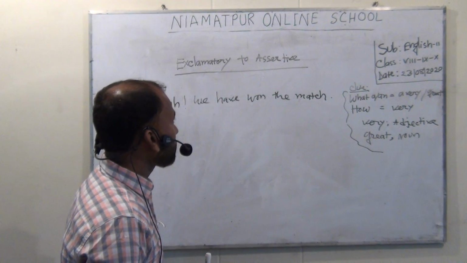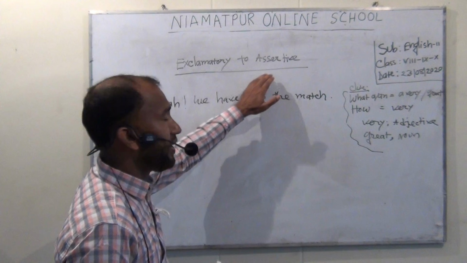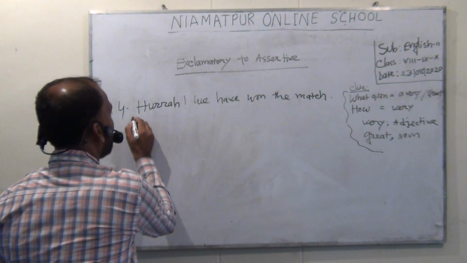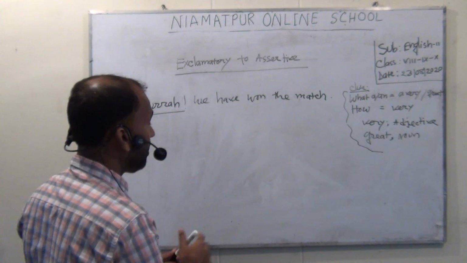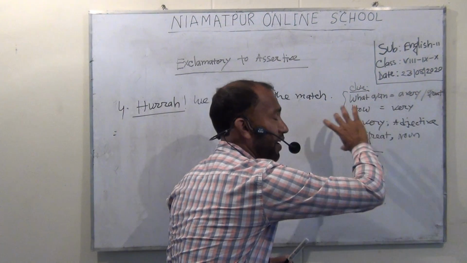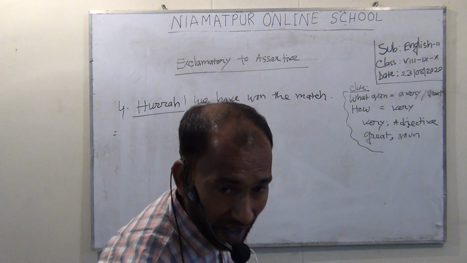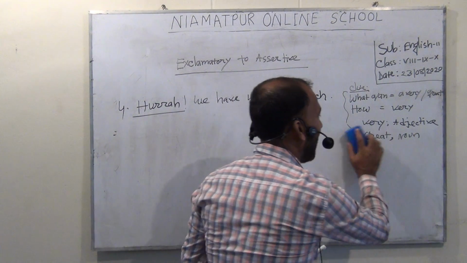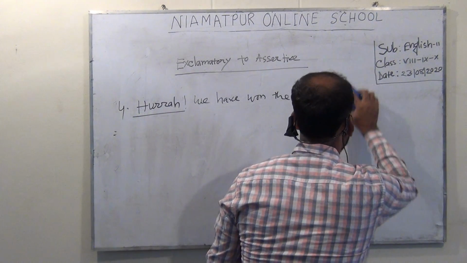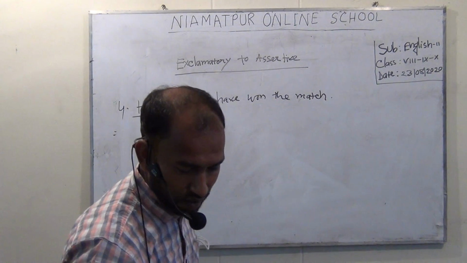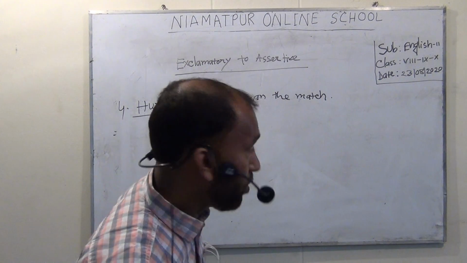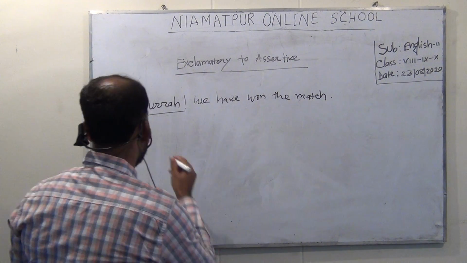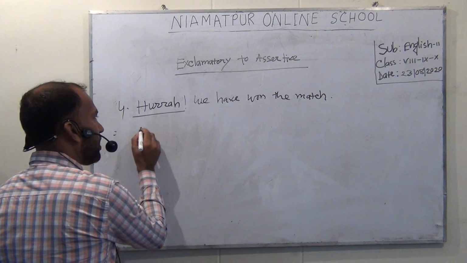So now, we can convert it into assertive. When you see hurrah, the earlier clues are useless, so I can delete the clue. These are not helpful. At this time, another technique or rule will be used to change from exclamatory to assertive. Hurrah, this is very easy to understand.